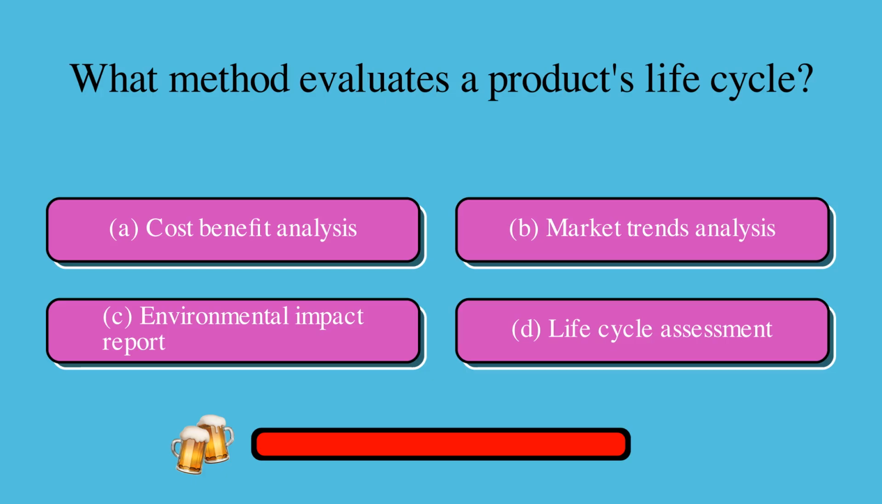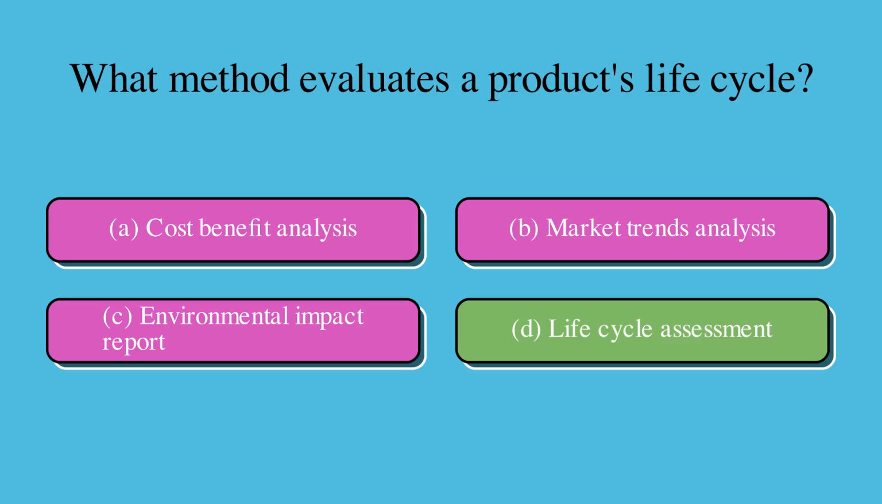What method evaluates a product's life cycle? Is it A, cost-benefit analysis, B, market trends analysis, C, environmental impact report, or D, life cycle assessment? The correct answer is D, life cycle assessment.